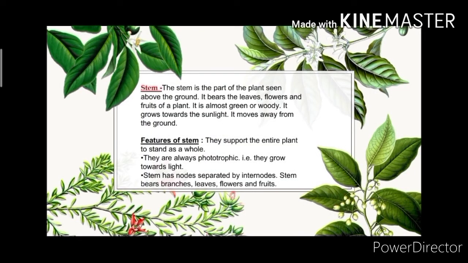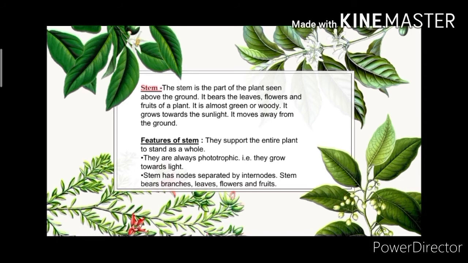Now the very first and the most important part, that is the stem. The stem is the part of the plant seen above the ground, and it bears the leaf, flowers, and fruits of a plant. One major characteristic is that it is phototropic. It means it will always grow towards the light. This is the major characteristic of the stem.